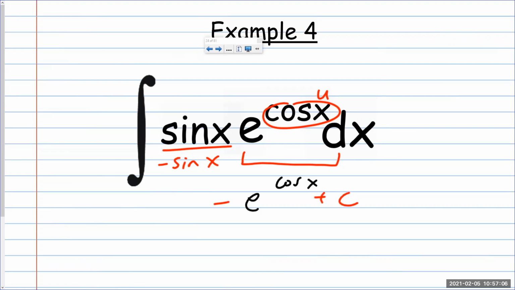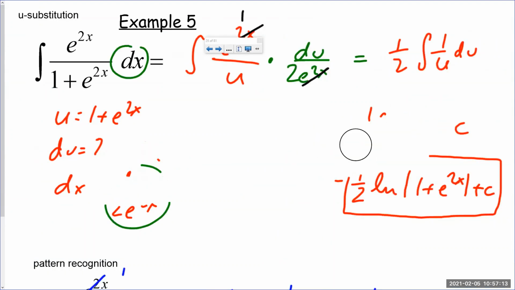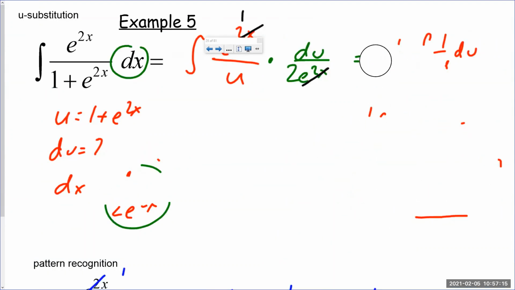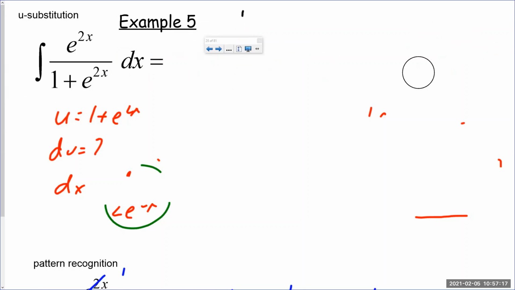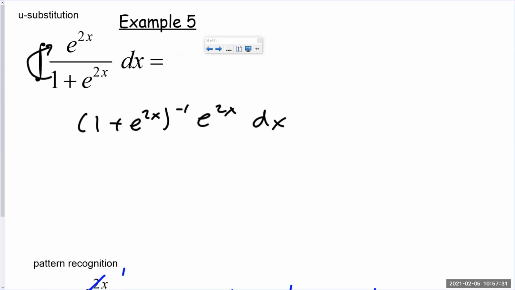Okay, so now let's look at the next problem. We're going to combine things that we know here. So let's look at this problem right here. Now when you look at this problem, you think it's an e to the u problem, but I'm going to show you that it's not. So let me show you why. Let's move this up. So I'll have 1 plus e to 2x, negative 1 e to the 2x. You guys good with that?